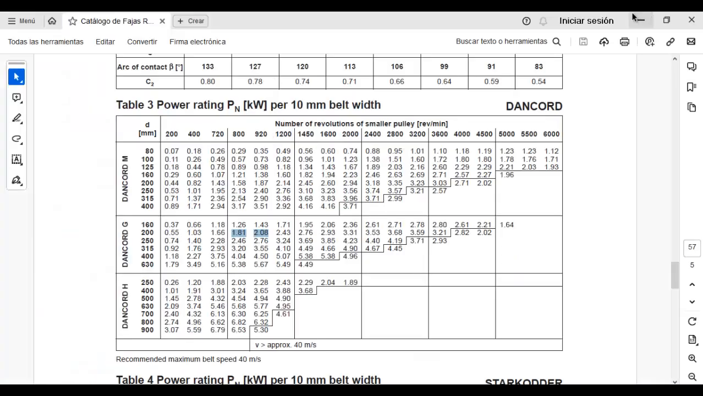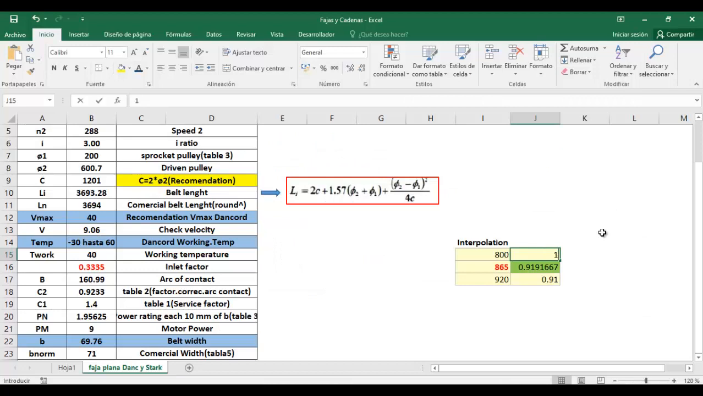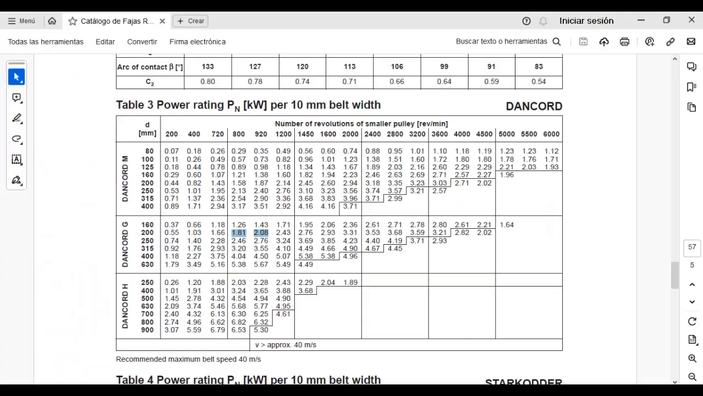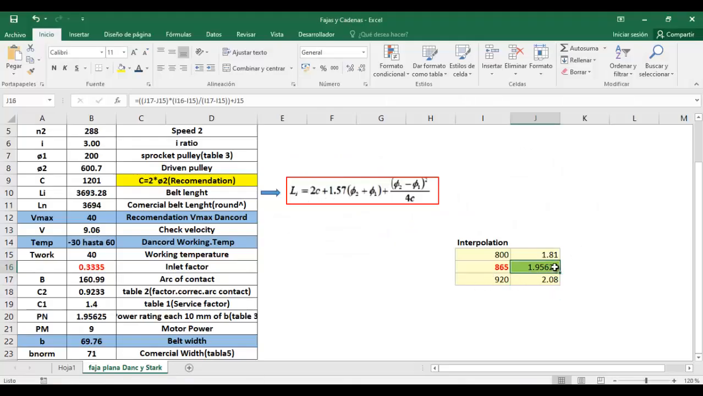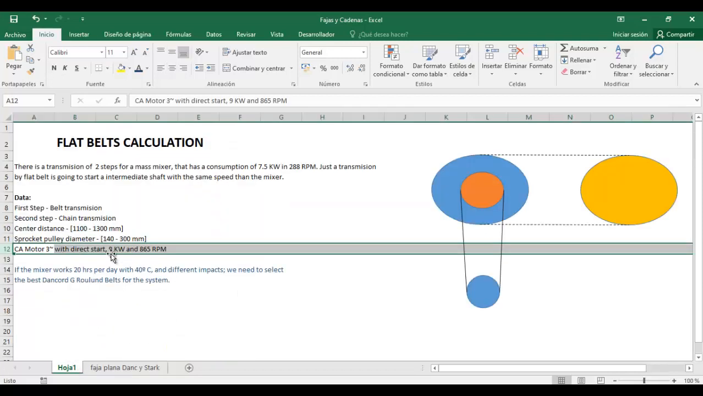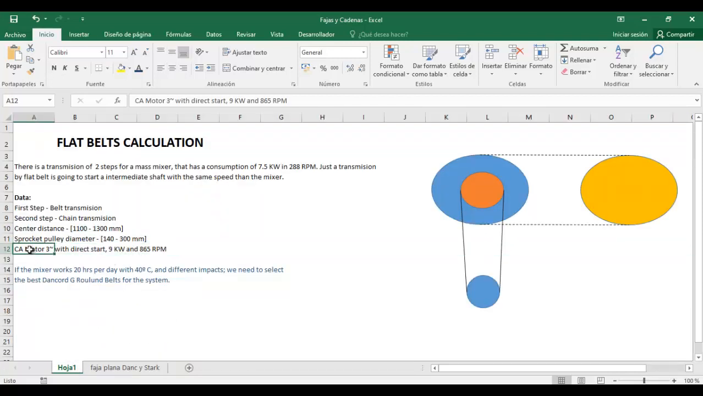Data is 1.81, 2.0, 1.81, 2.08, I think. Yeah. Okay, so that's the number. You can see the interpolation. This is how I got it. Our motor power, it's in kilowatt, and you can see, because here in Latin it's in kilowatt, no horsepower, but it's the same. 9.